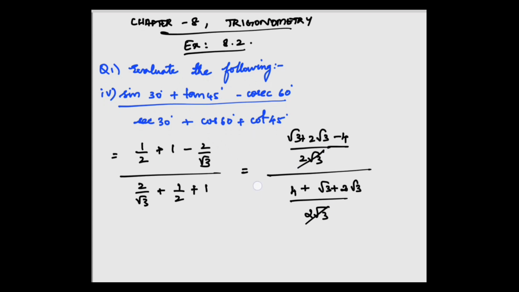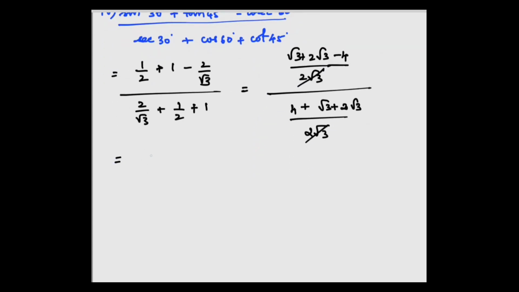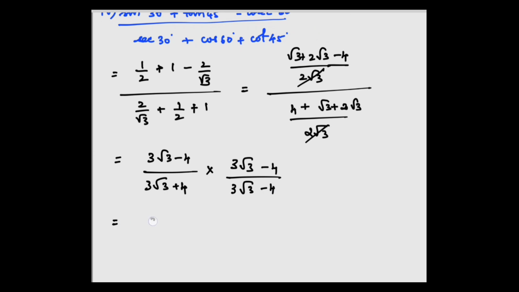Cancelling out the denominators, now we have (3 root 3 minus 4) divided by (3 root 3 plus 4). We have to make the denominator a rational number. So multiplying the numerator and denominator by 3 root 3 minus 4, we get (3 root 3 minus 4) the whole square divided by (3 root 3) the whole square minus 4 the whole square.